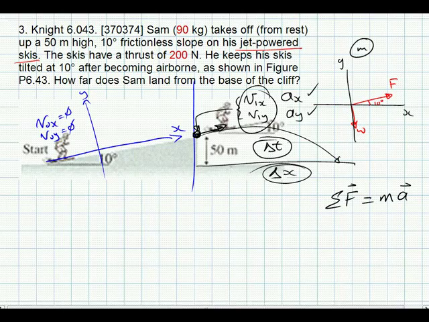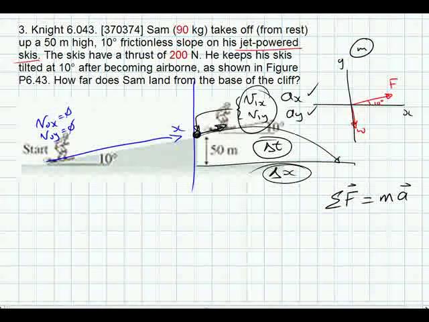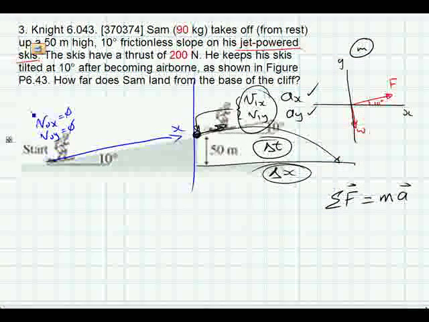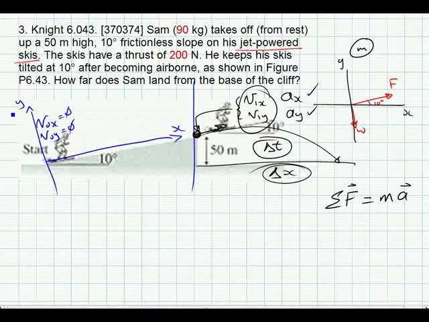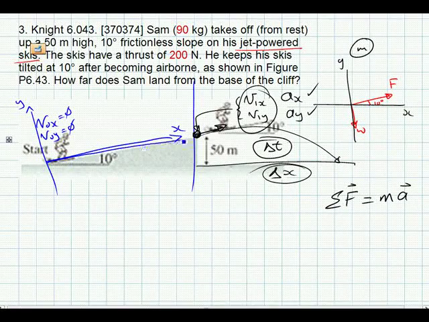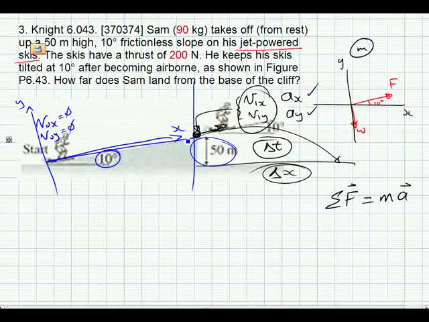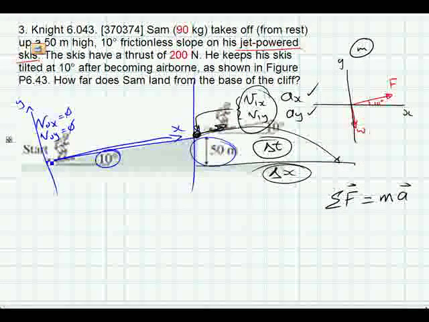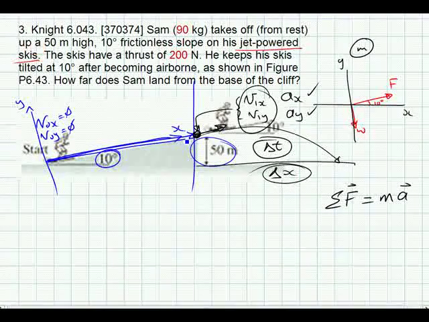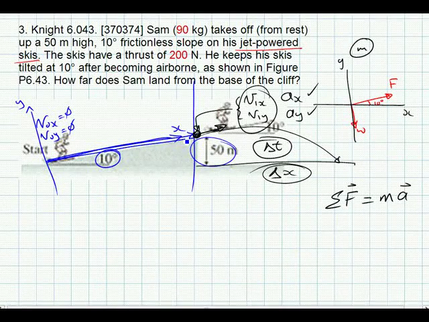Now, in fact, let me draw the y-axis at the origin. So this is my y-axis right there. So I know how far Sam moves up the cliff because I'm given the angle, and I am given the height of the cliff here. So I know the displacement along the x-axis while he is approaching the edge of the cliff.